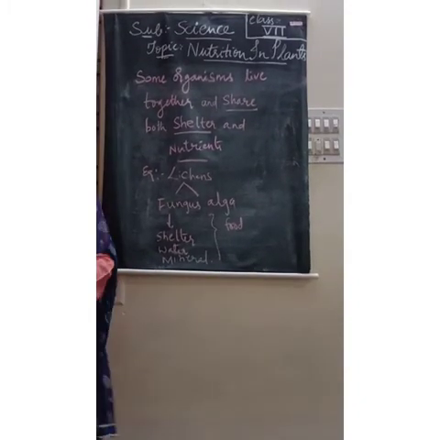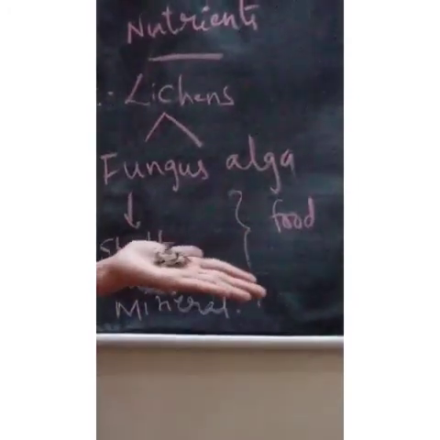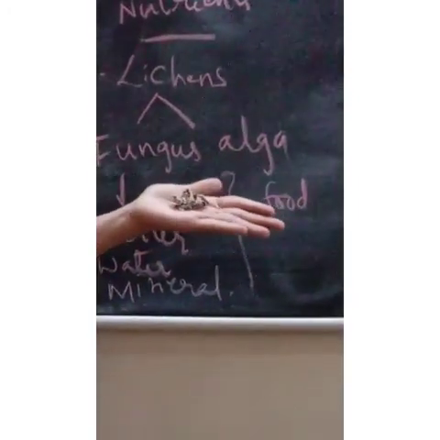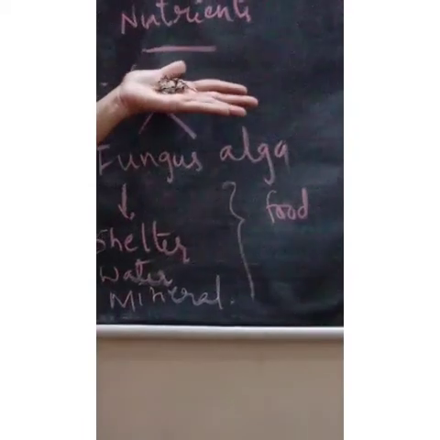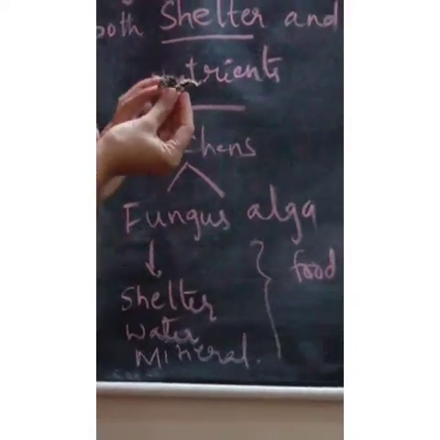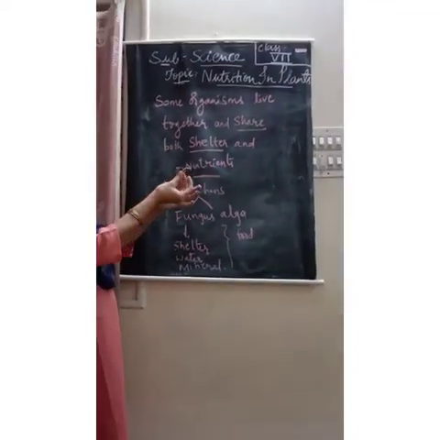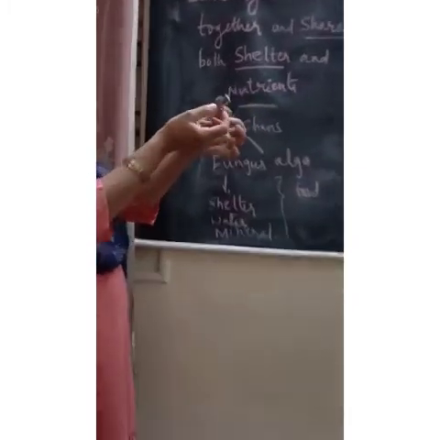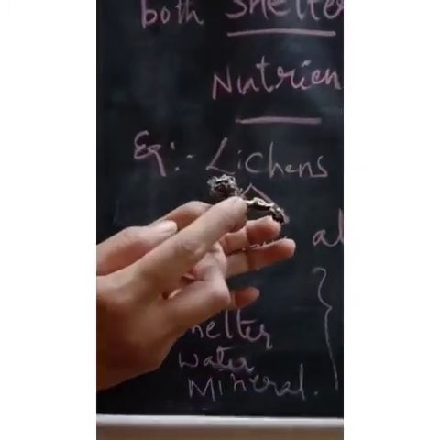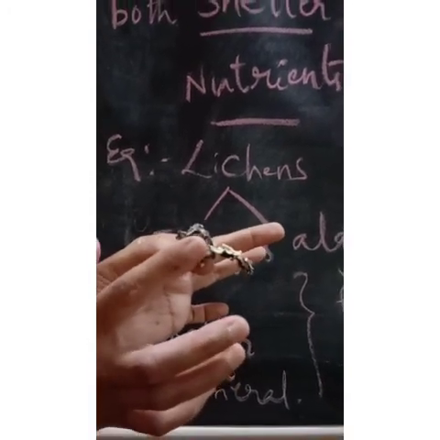This is the picture of lichen, children. I will show you. This is called a lichen. It is an example of, what is that, children? It is an example of symbiosis. Name the two organisms present in lichens. One is a fungus, another one is an alga. Fungi, I told you the characteristics. It is a saprophyte. It cannot prepare its own food.